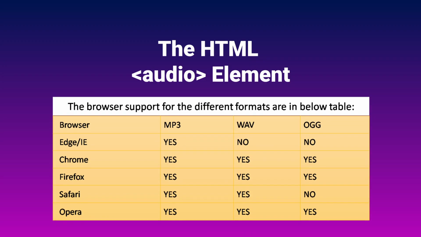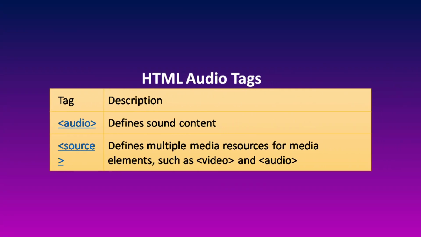The browser support for the different formats is given below in the table. Edge and Internet Explorer support MP3, but WAV no, OGG also no. Chrome supports all MP3, WAV and OGG files. Firefox also supports all. Safari supports only MP3 and WAV, but does not support OGG files. Opera, yes, supports all 3 files. Also the media types we have already seen. Now, what are the audio methods and properties? It's just audio and source, similar to our video file formats.